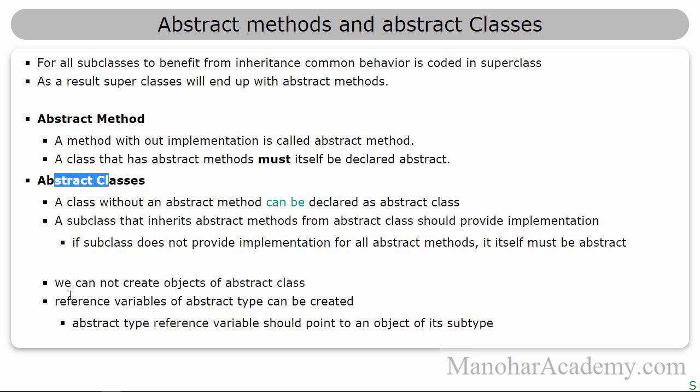But we can create the reference variables and let them point to the objects that are subclasses or concrete subclasses of that particular abstract class. That is all we can do with the abstract class reference variable. Okay, let's go to IDE and clearly see when we end up with abstract methods, how they will create abstract classes.